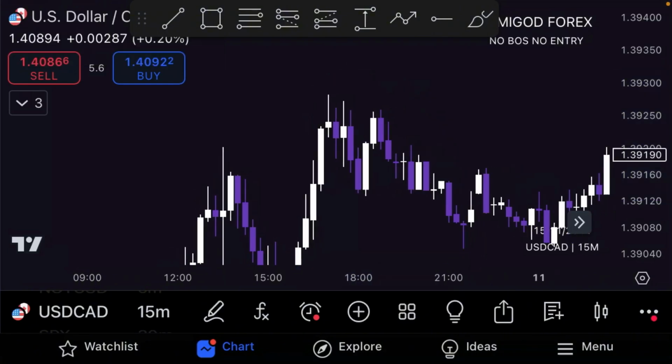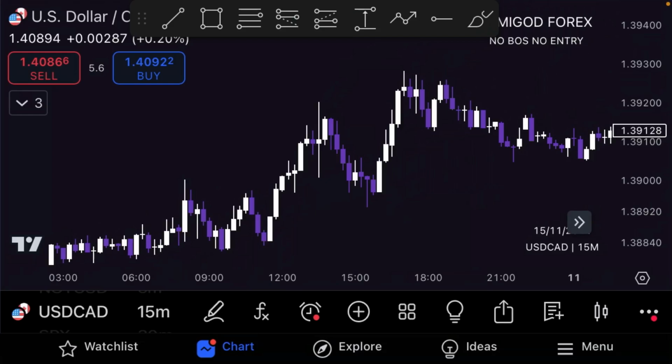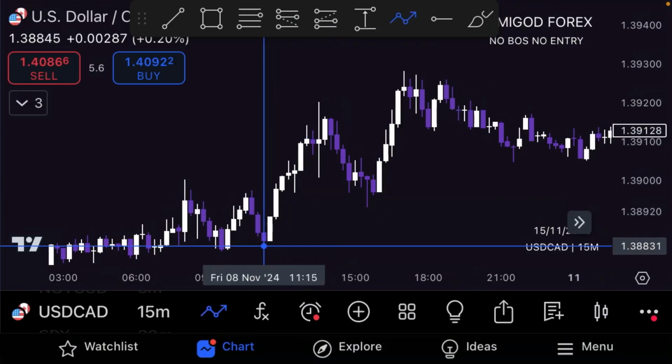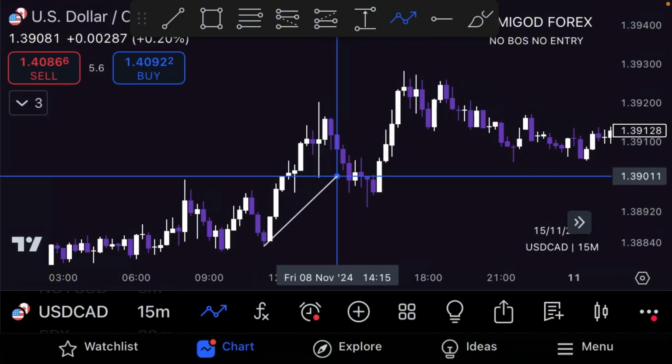Now this made a valid retracement. Now before that valid retracement, we already have a break of structure to this side. So this was the high, then we had this low. 1.